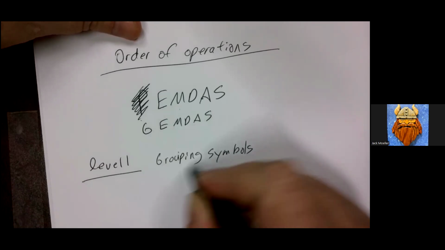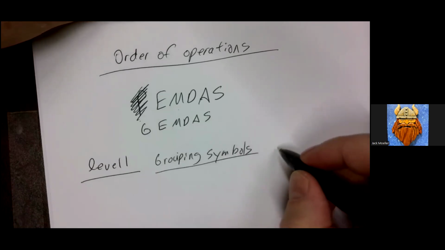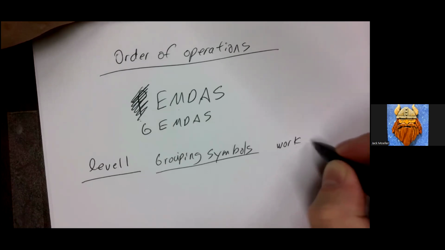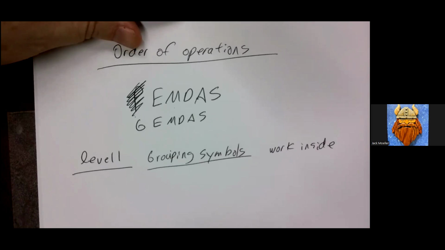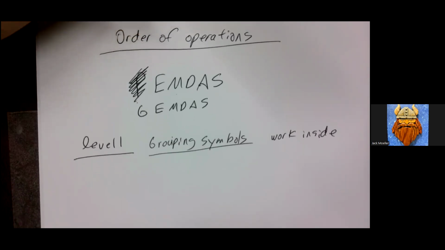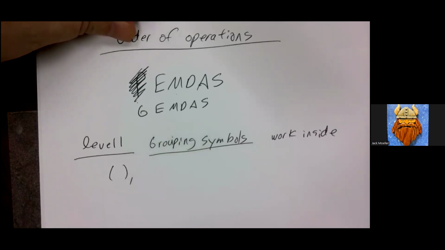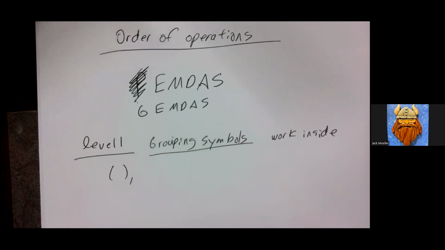So that's the first thing you do, is work inside all grouping symbols. And now, what is the most common grouping symbol? Well, yes, it is parentheses. So that's where the P comes from. It's not for multiplication though. It's the grouping symbol parentheses.